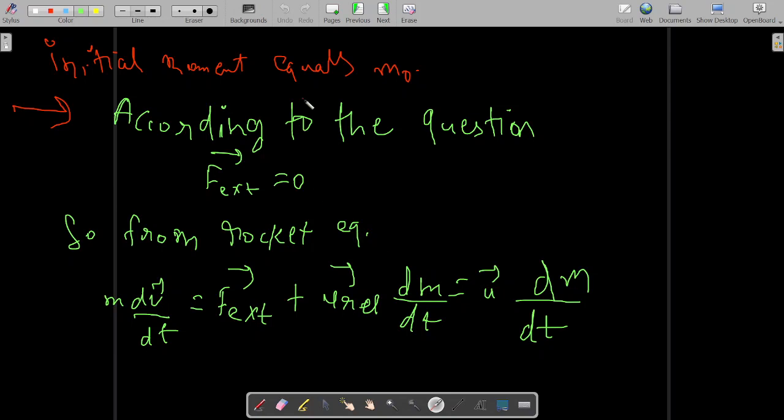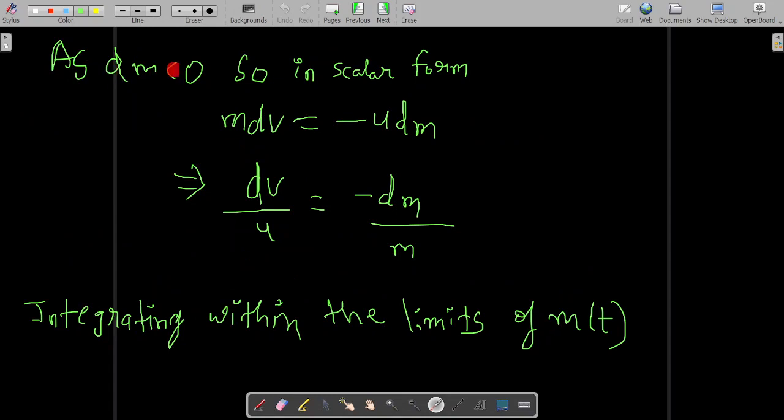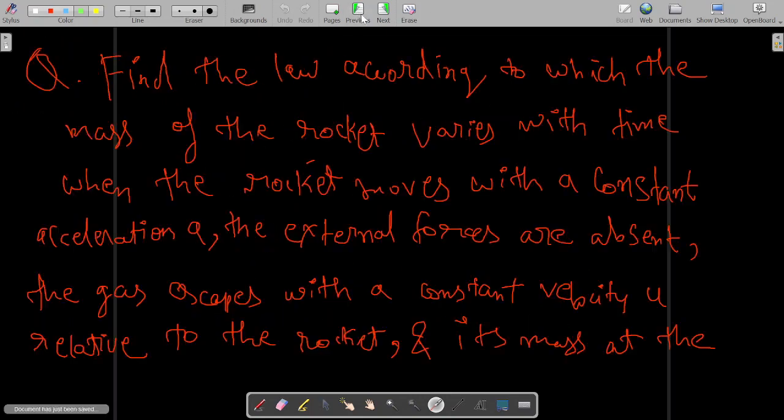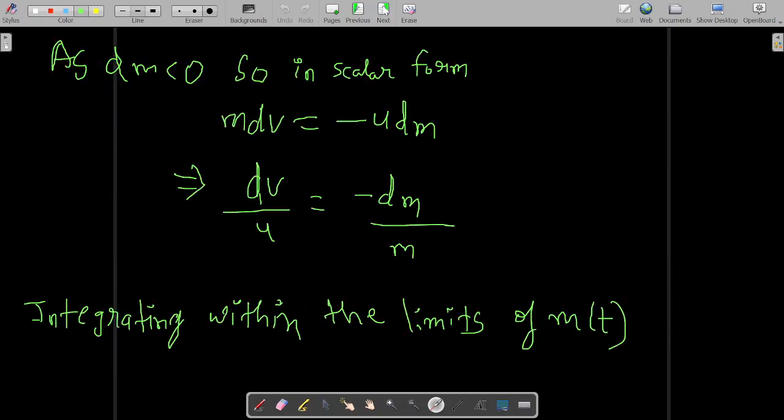So from the rocket equation, let us see. dm is smaller than 0, what does it mean? dm means your change in mass. Your change in mass is smaller than 0. Why? Because the mass of the rocket is reducing, right? So what do you have in the scalar form? You have m dv equal to minus u dm.